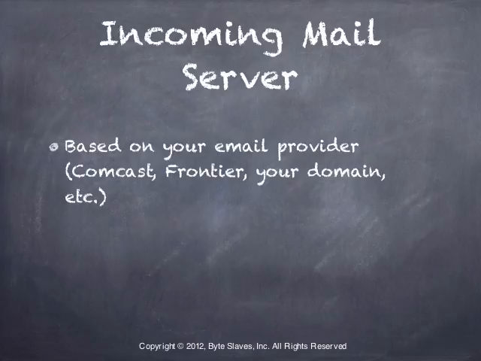So we talked earlier about some of the things that you need, like an incoming mail server. And your incoming mail server information comes from whoever's providing your email. So, you know, if you've got Comcast, Frontier, or you're using your own domain name, you'll find in the help files what your incoming mail server is, or you can just call them up. Most of them have a quick and easy help button that you can click, and it gives you all this information.